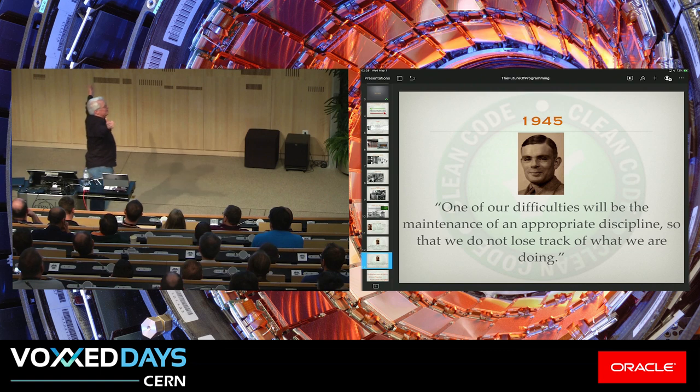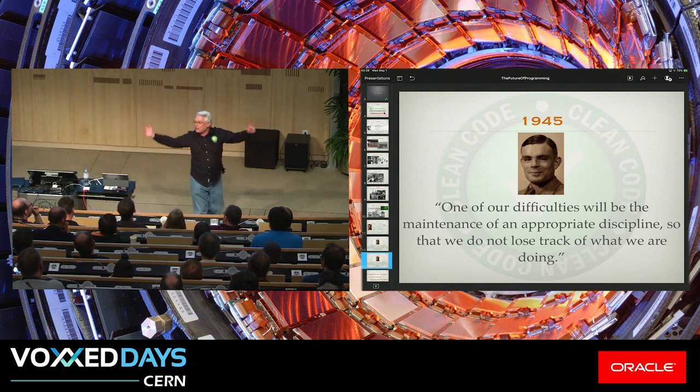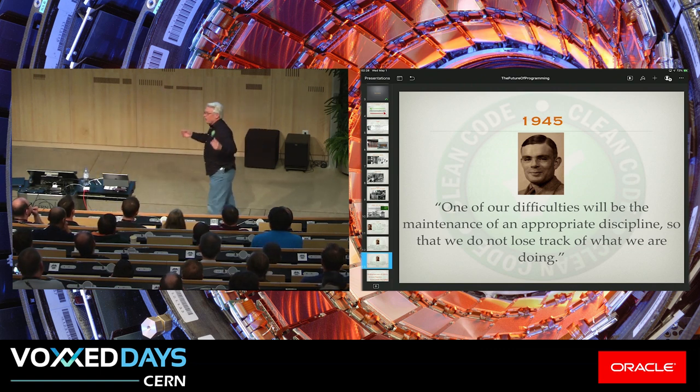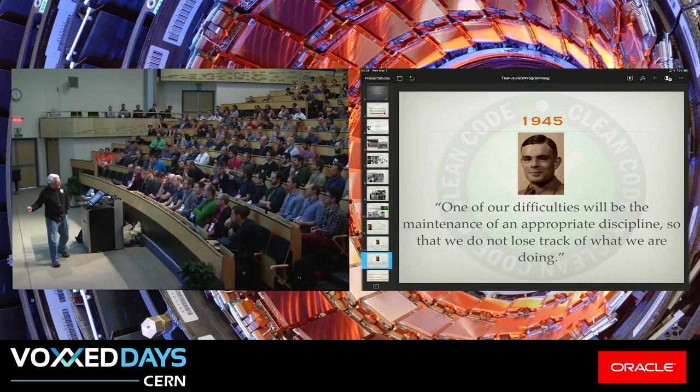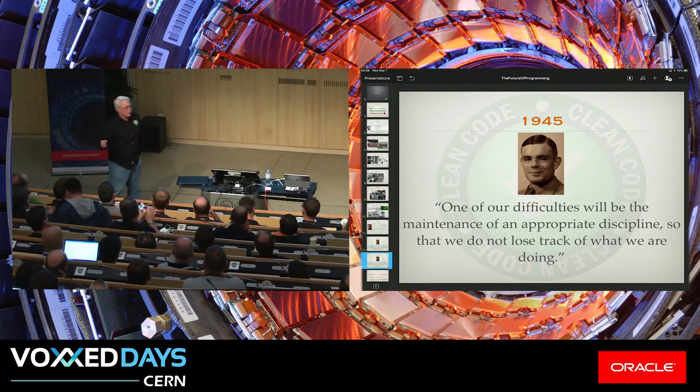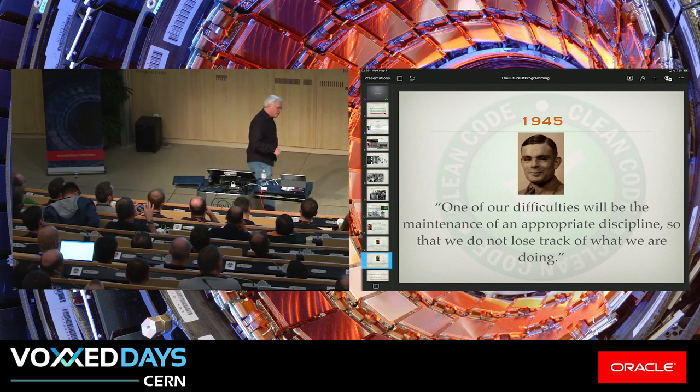Now, you look around this facility. This, you know, the biggest particle accelerator in the world. Massive discoveries have happened here. How important is software to this facility? Could this facility exist without software? And the answer to that is no. There's no way you could do what is done here without software.